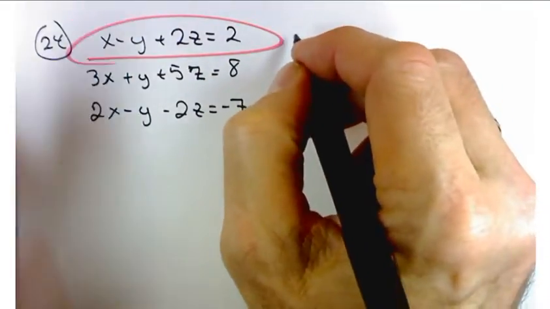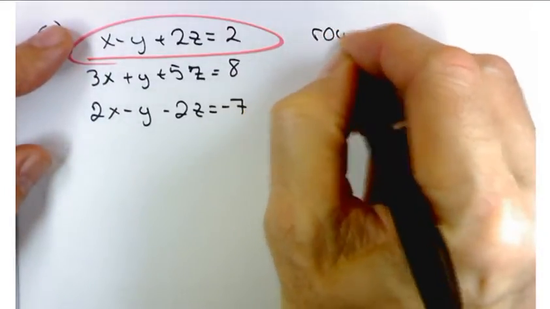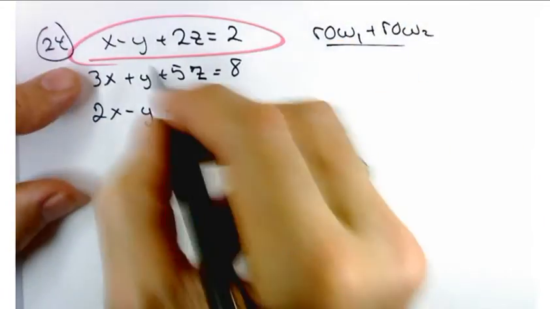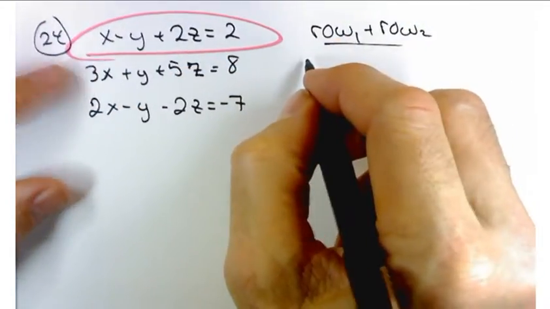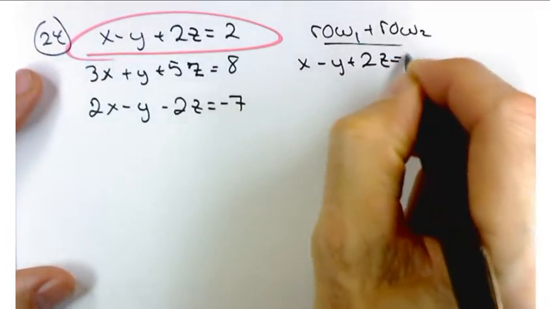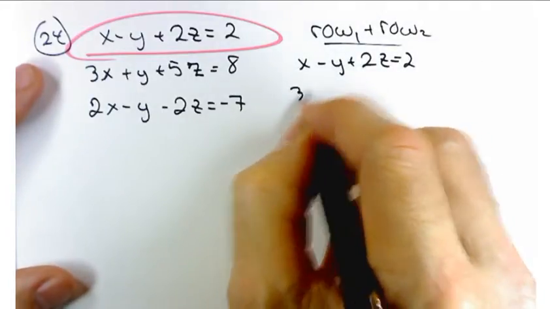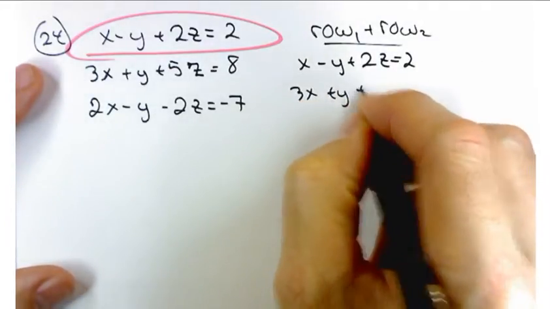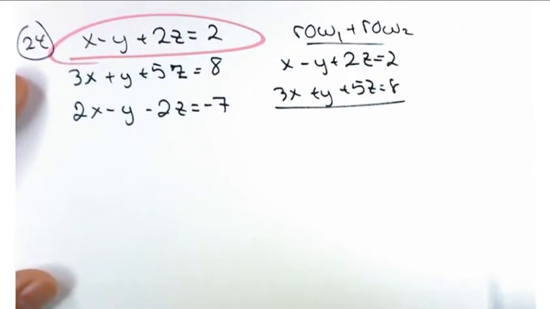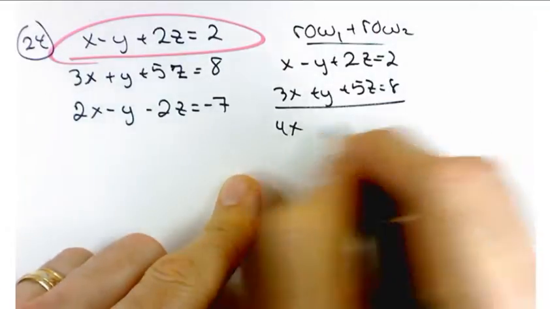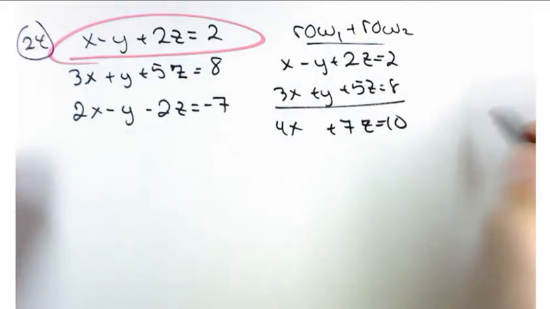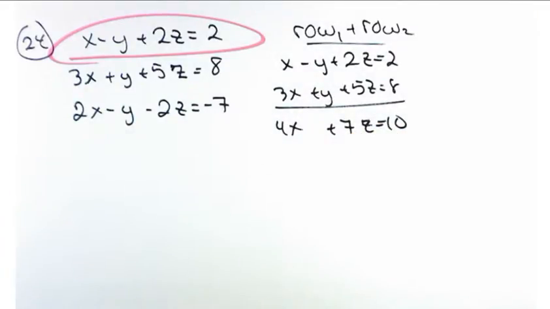So that's going to make it nice and easy. Let's take a look here. We'll take row 1 and simply add it to row 2. Right? Because negative y and y are going to cancel each other out. So that'll give me x minus y plus 2z equals 2, added to 3x plus y plus 5z is 8. When I add those, I get 4x plus 7z is 10. So 1 down. Now just leave that there.